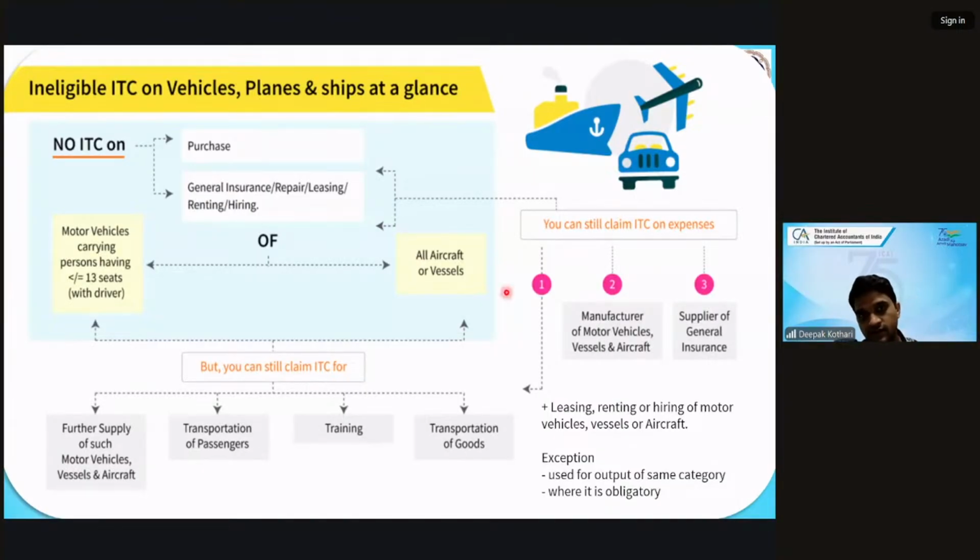Clear? That is the first blocking. That is motor vehicles, aircraft, and vessels. Credit is not available.